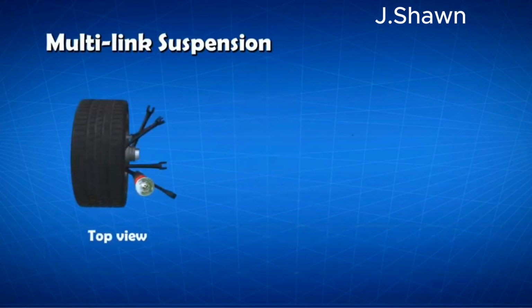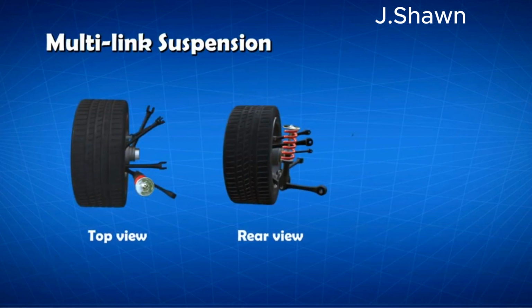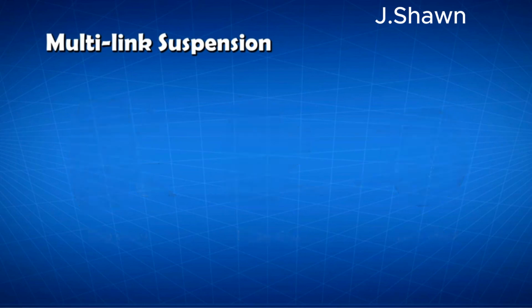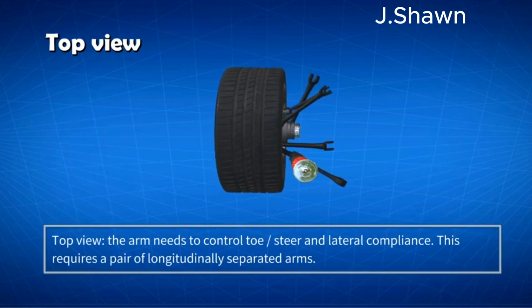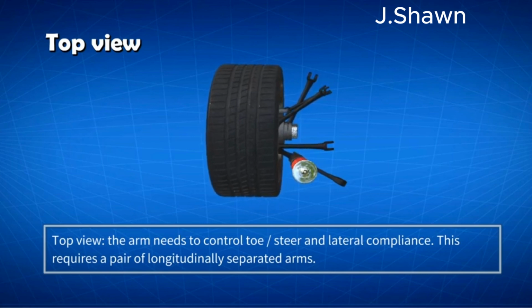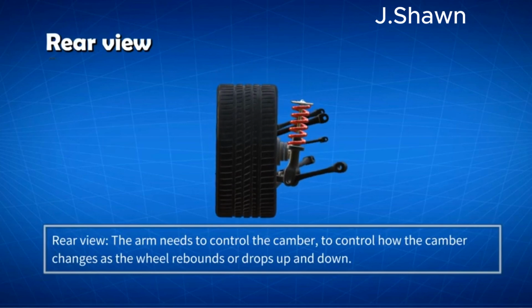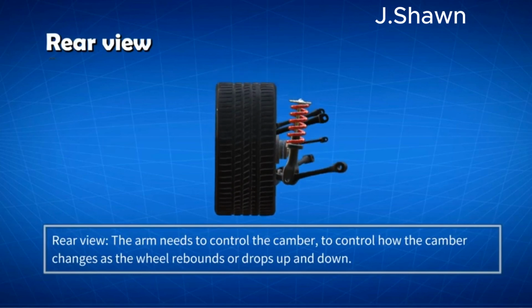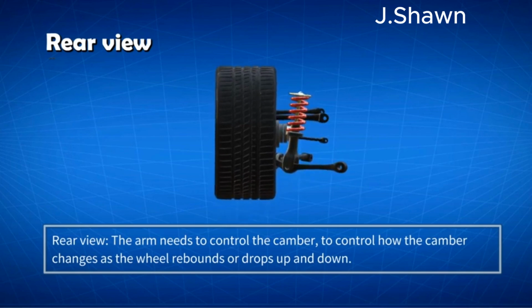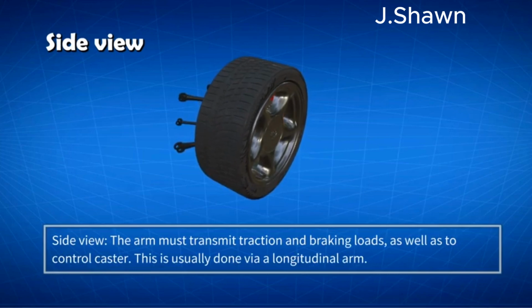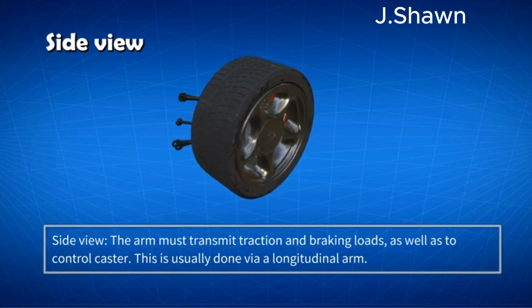To better understand multi-link suspensions, let's consider the function of these arms in the 3 orthogonal planes: the top, rear and side view. In the top view, the arm needs to control toe, steer and lateral compliance. This requires a pair of longitudinally separated arms. In the rear view, the arm needs to control the camber, to control how the camber changes as the wheel rebounds or drops up and down. In the side view, the arm must transmit traction and braking loads, as well as control caster. This is usually done by a longitudinal arm.